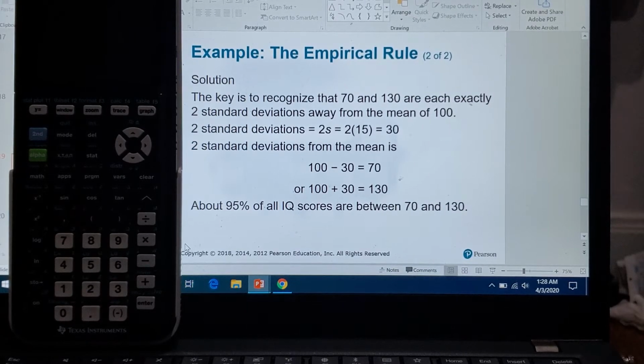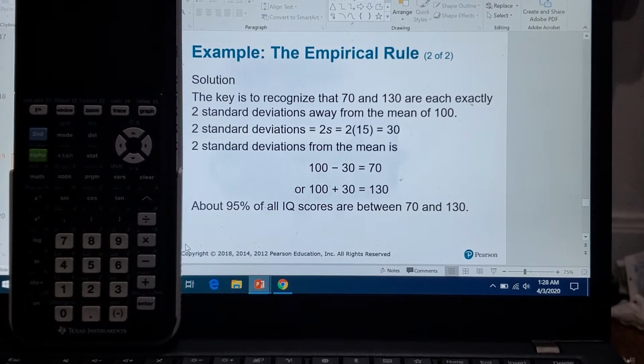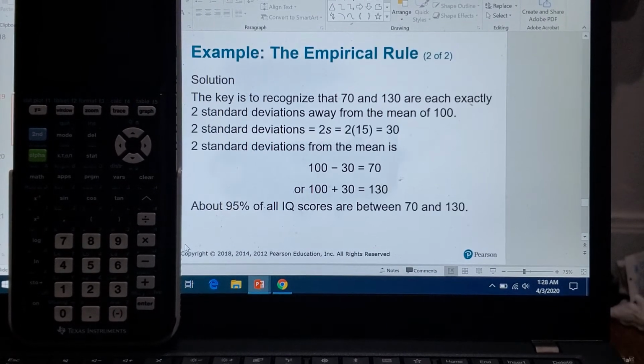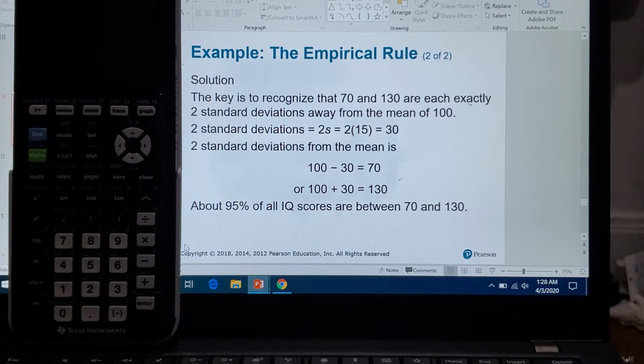Here were their solutions. Again, the key is to recognize that 70 and 130 are exactly 2 standard deviations away from the mean of 100. 2 standard deviations is 2 times 15, which would be 30 above and 30 below. So hence, that's 95% of all IQ scores are between 70 and 130. And then I went over the other ones so you can see what they are.